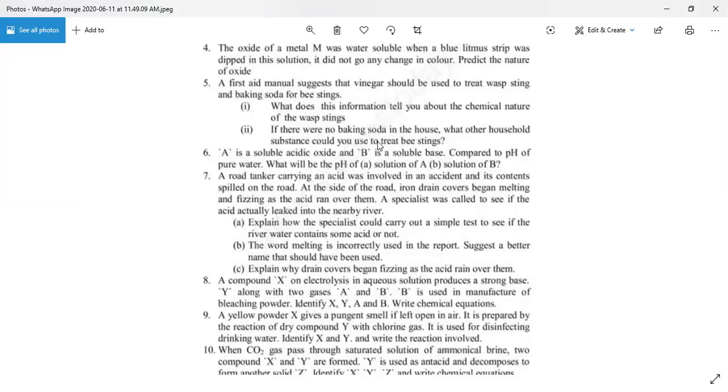Seventh one. Who will tell? Ranika? Yes, ma'am. Let me just read it. Yeah, read the question. I'm also reading.